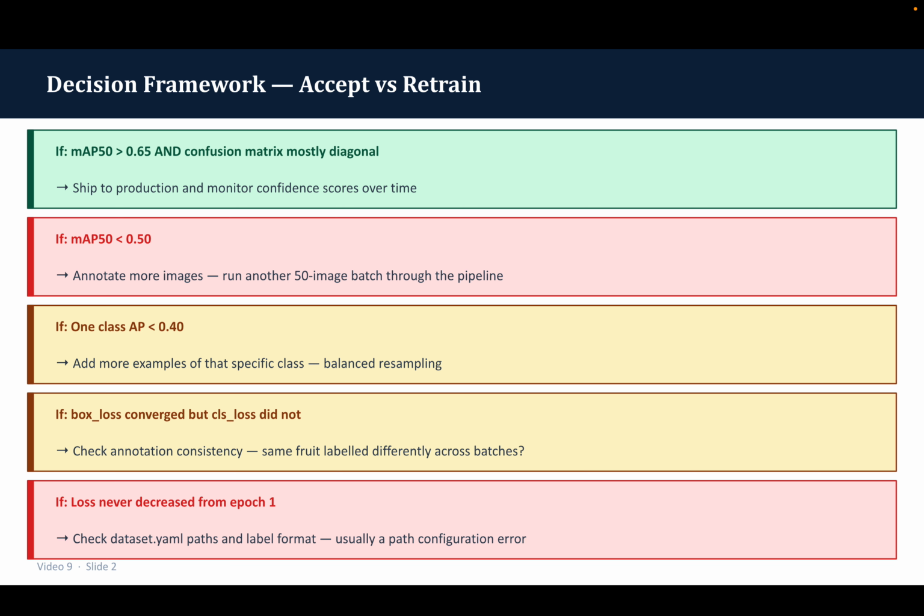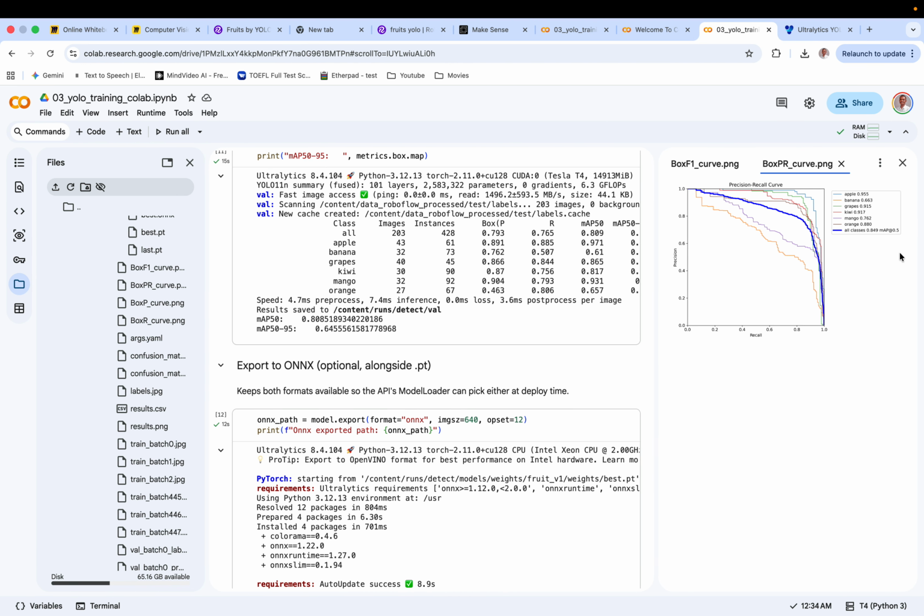So some more important insight: if mAP50 is greater than 65 and the confusion matrix is mostly diagonal, you can ship to production and monitor confidence scores over time. However, if it's less than 50, you need to run another 50 image batch, increase your data, or augment your data, like create more variations of your data and so on and so forth. So let's go back to our plots.